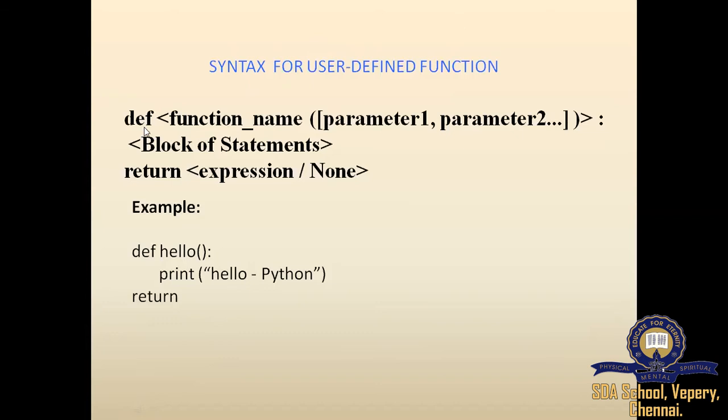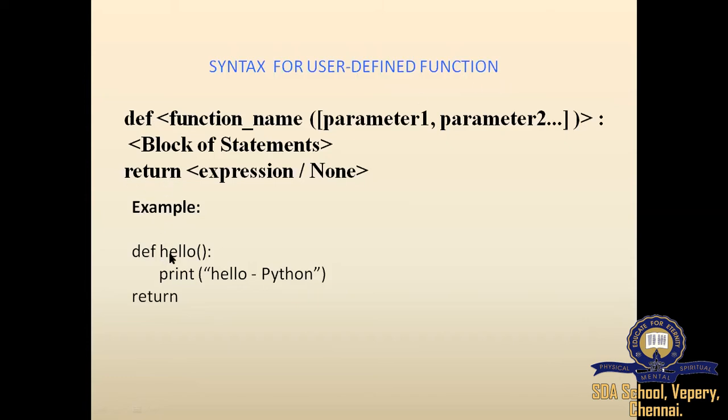Every user-defined function begins with a keyword called def. Def stands for definition, followed by the function name. Within parentheses, we have your parameters. The first line of your function should end with a colon, followed by a block of statements which you are going to define under the function name. Every user-defined function will end with a return statement.